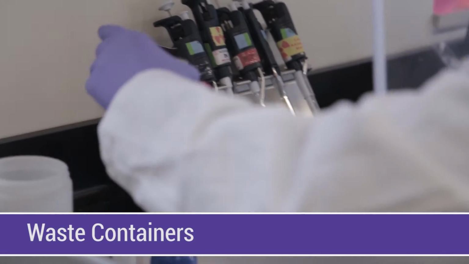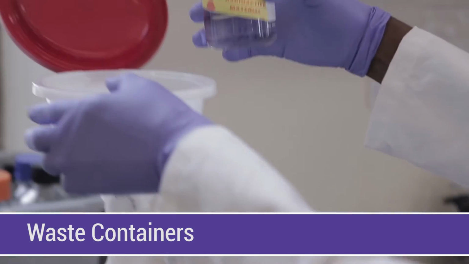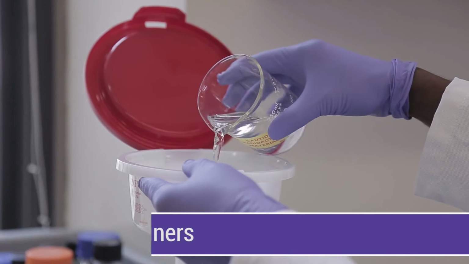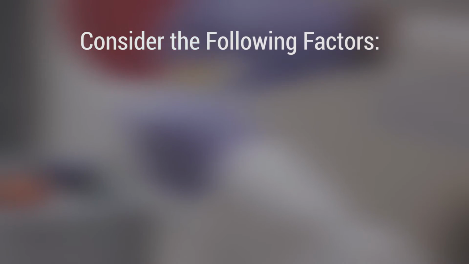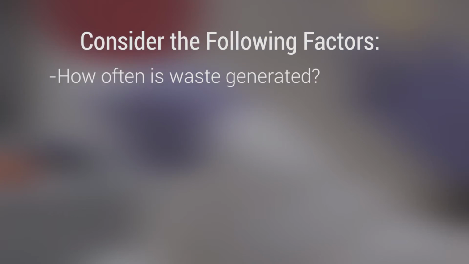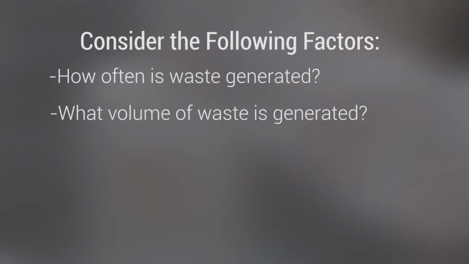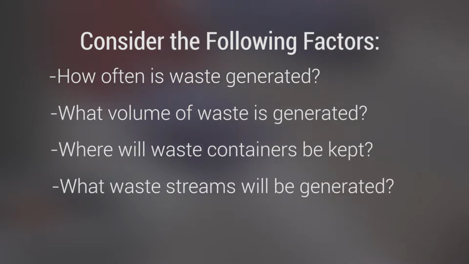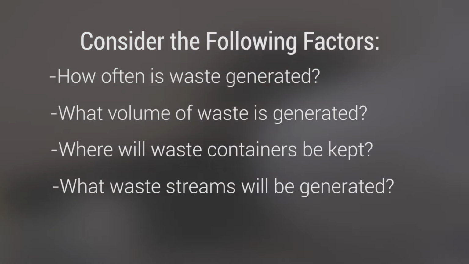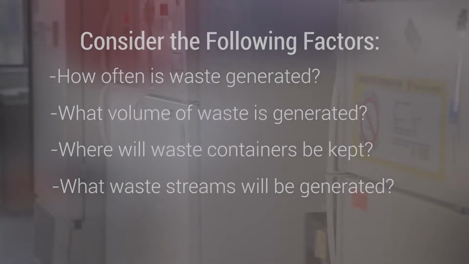Radioactive materials users should be familiar with waste containers suitable for the type and volume of waste generated in their lab. Consider the following factors. How often is waste generated? What volume of waste is generated? Where will waste containers be kept in the lab? What waste streams will be generated? Knowing this information will help you determine the type and number of waste containers to have in the lab.